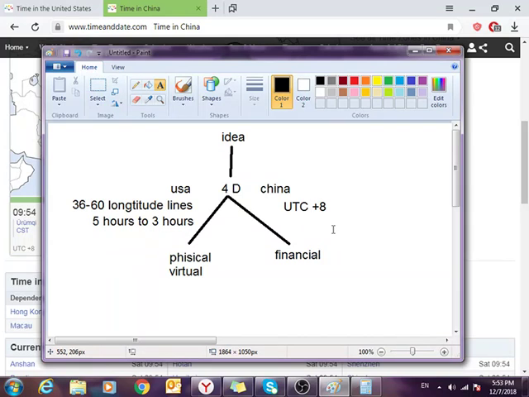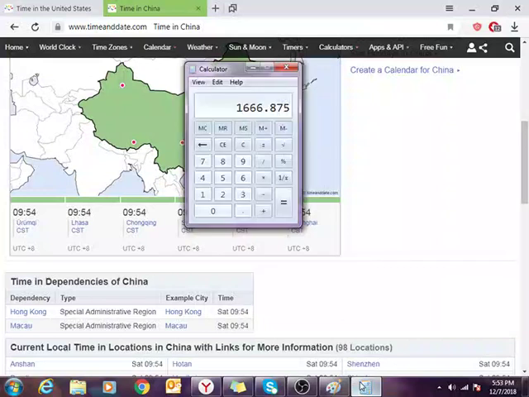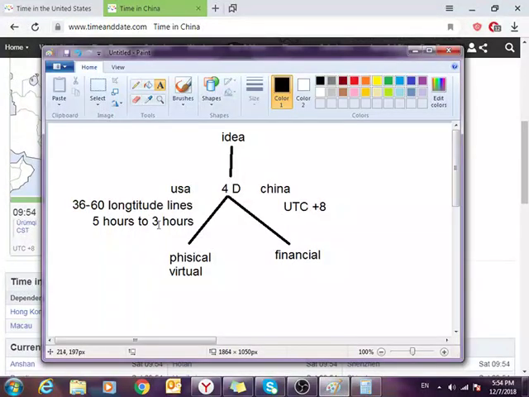Okay, so in other words, China is tomorrow, and there's a day between us and them. Now it's 6 p.m. for us, and for them it's 10 a.m. Now, for example, Reno here.